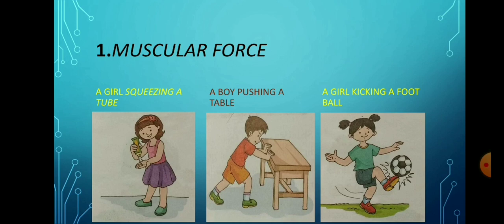See children, a girl squeezing a tube is using some force by her fingers, a boy pushing a table is also using some force by his hands, and a girl kicking a football is using some force by her foot. In all these cases they have to use some force. That force exerted by their body muscles is called muscular force.